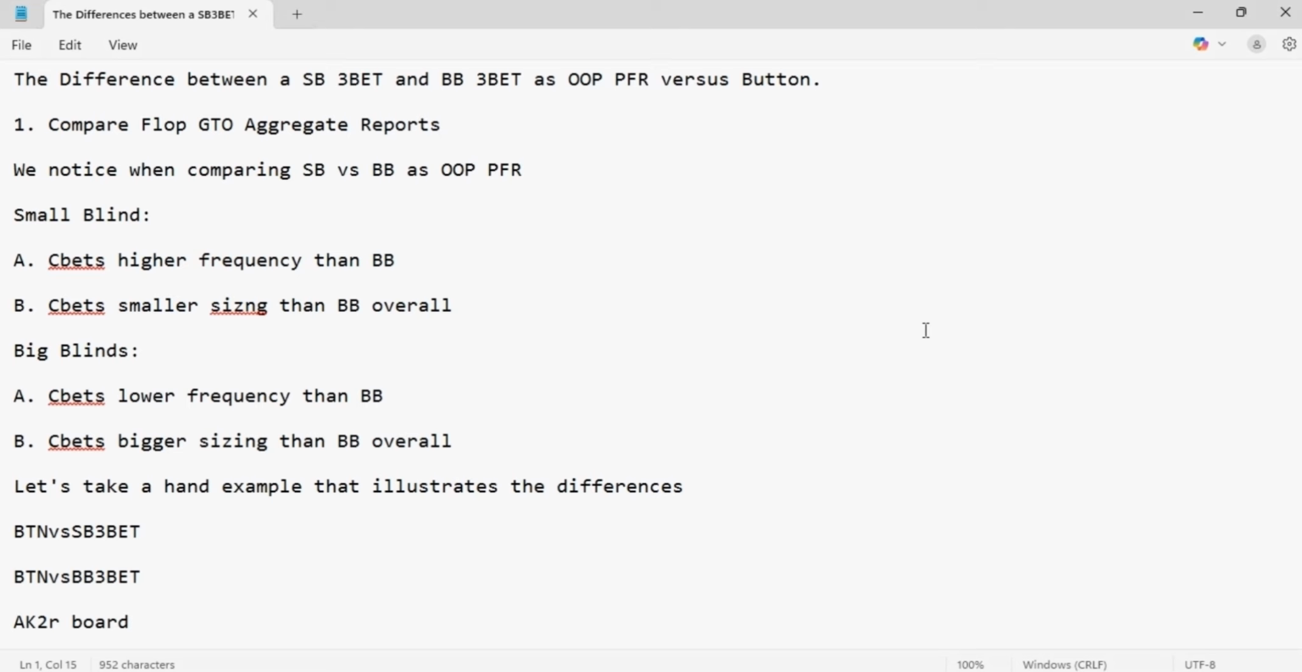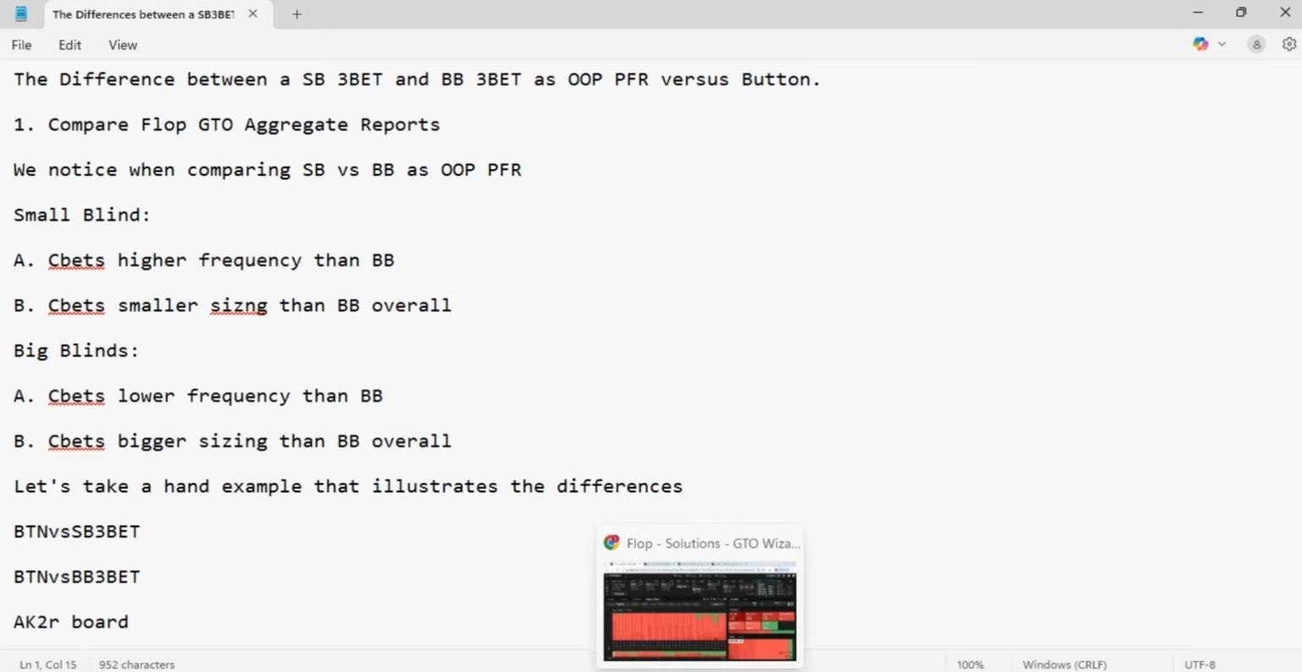Today we are going to be talking about the difference between a small blind 3-bet and a big blind 3-bet as the out of position pre-flop raiser versus the button. You need to be playing these spots much differently. So what we're going to do is I'm going to show you the aggregate reports. We're going to go through all the different sizing differences, and then I'm going to show you in hand history to illustrate how much different these spots actually are.